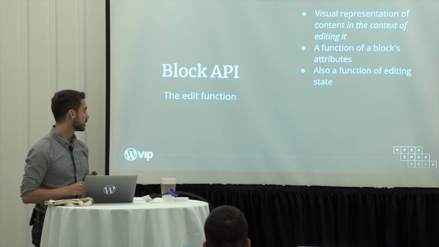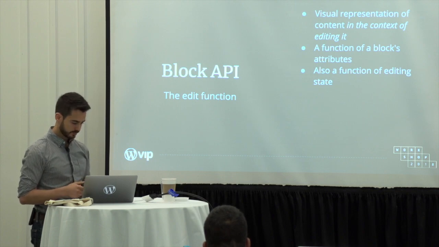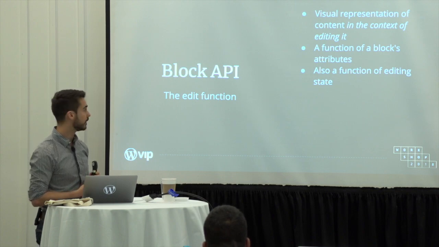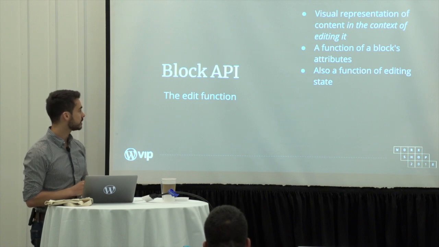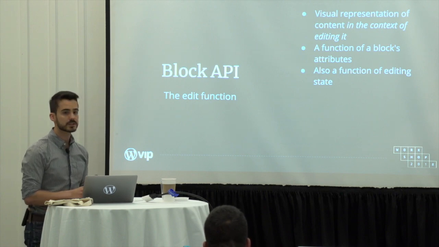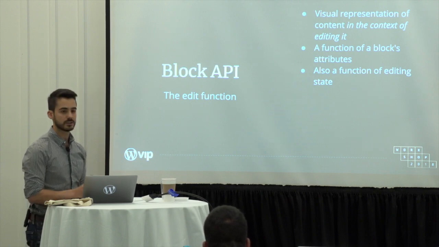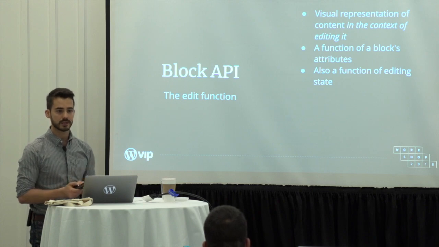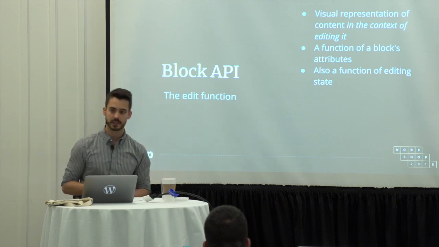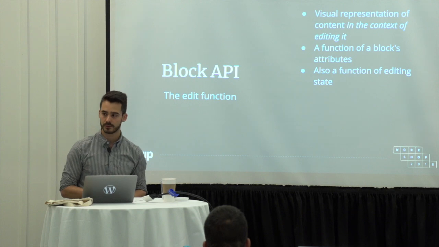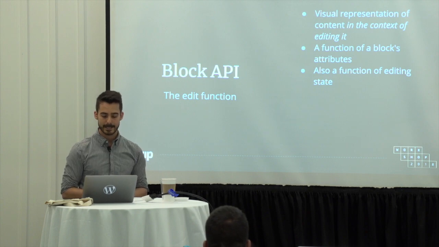Moving on to the edit function. It's the save function's big brother, and it's meant to output a visual representation of content, but in the context of editing that content. Again, it's a function of a block's attributes, but it's a function of more than that. It's what we call editing state, which encompasses things like whether the block is selected or not, which of the fields inside a block may be selected or not, etc.